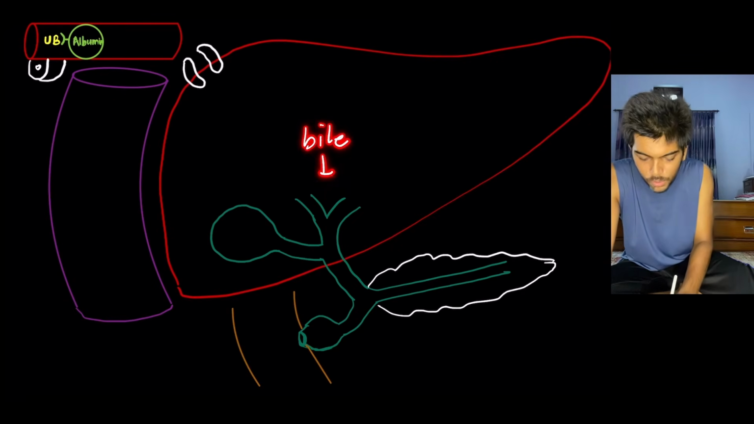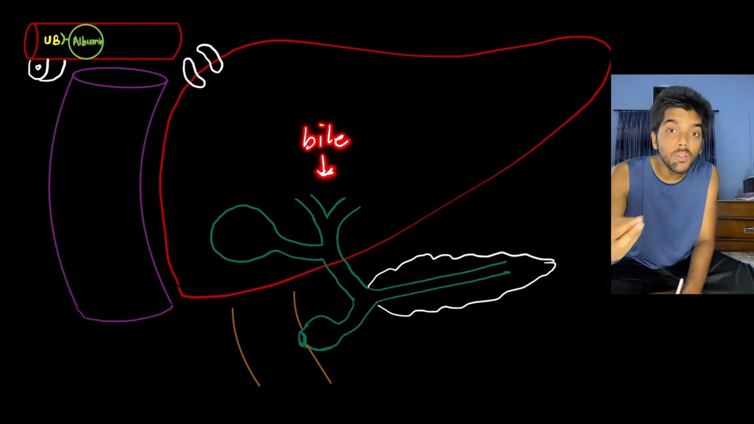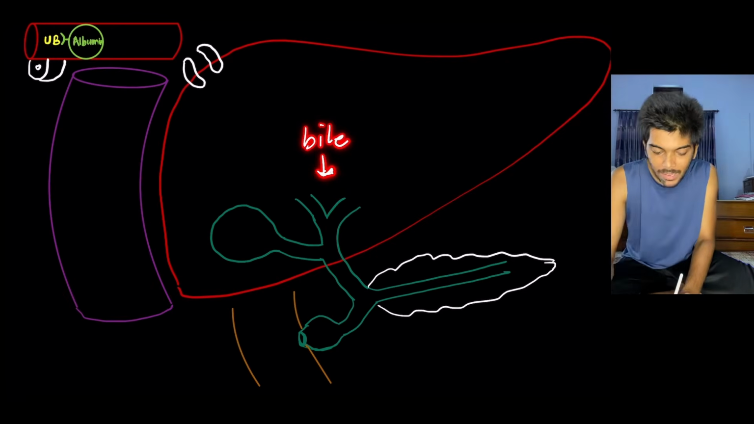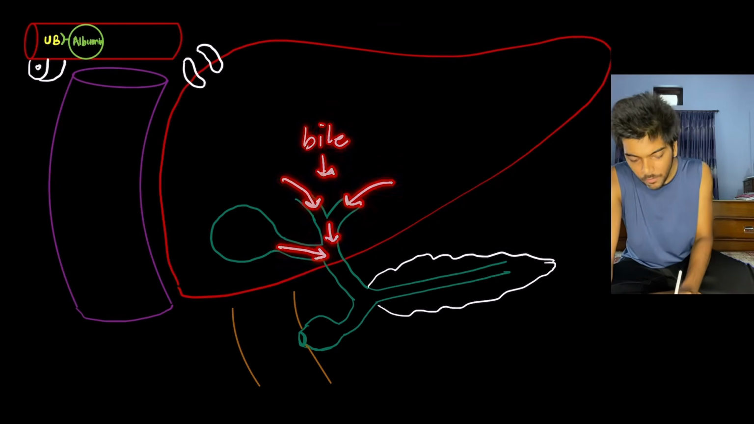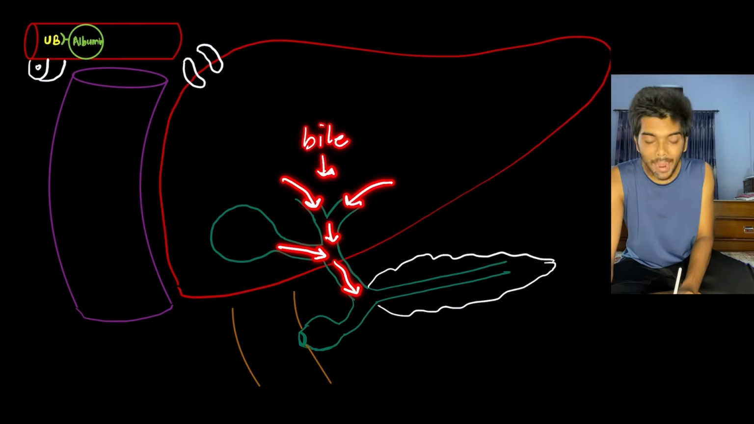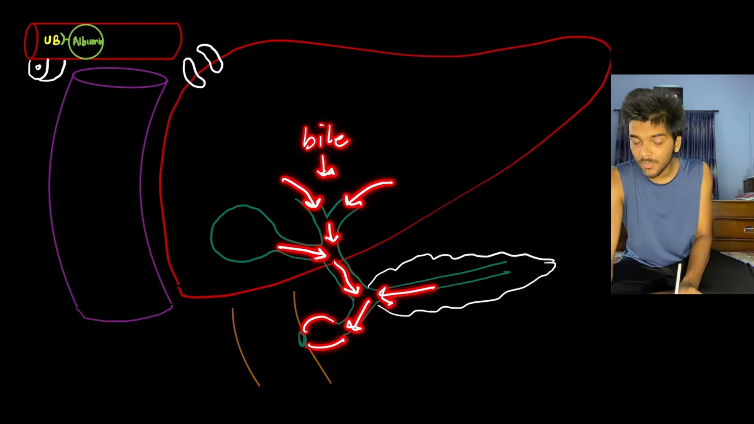The bile goes through the bile canaliculi present within the liver, and then through the right and the left hepatic duct, then the common hepatic duct, which fuses with the cystic duct, forming the common bile duct, which fuses with the pancreatic duct, forming the hepatopancreatic duct, which opens into ampulla of Vater, which is guarded by the sphincter of Oddi, which opens into the duodenum.